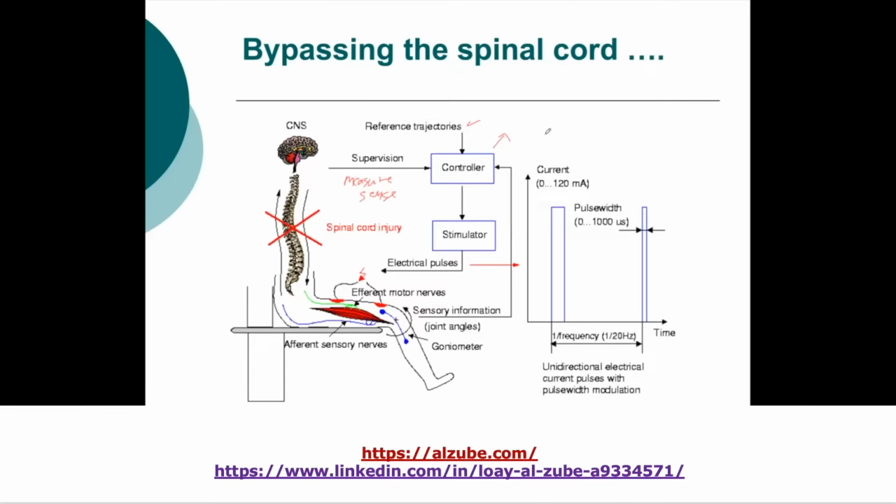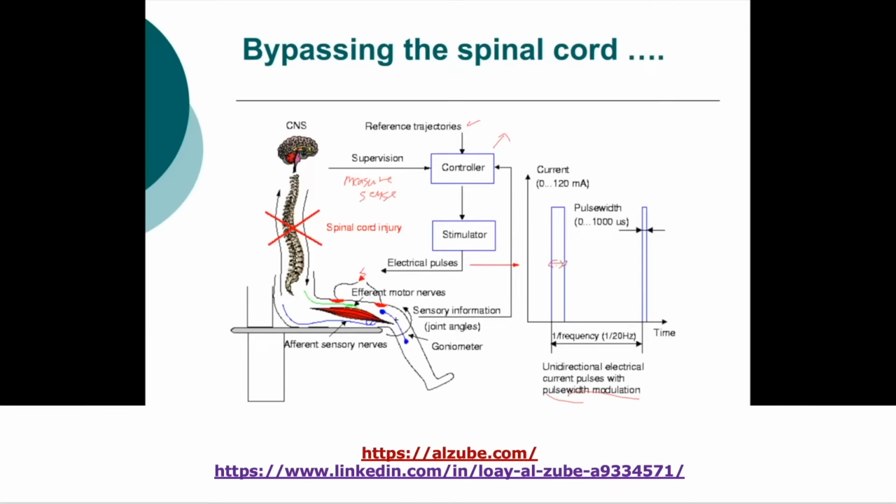Now, you need to send a signal here as an electrical pulse to stimulate the muscle. And we have something called unidirectional electrical current pulse width modulation, which means that if you want to have a strong reaction, or if you would like to have a muscle contraction that is larger than the previous one, you can make the pulse width larger. So that's what we call pulse width modulation. So the pulse width of your signal will decide how strong or weak the contraction is.